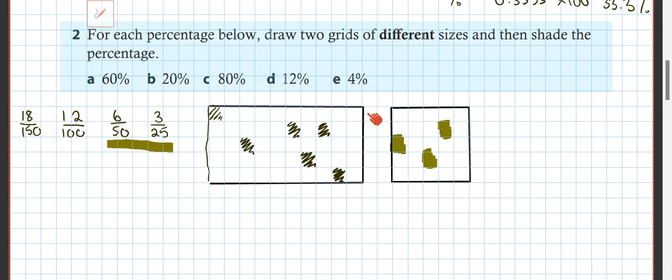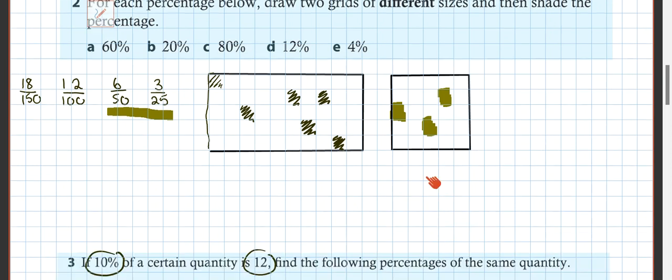What did I pick? 12%. So 12 from 100 is the same as colouring 6 from 50, or 3 from 25, or 18 from 150, and so on. Okay?